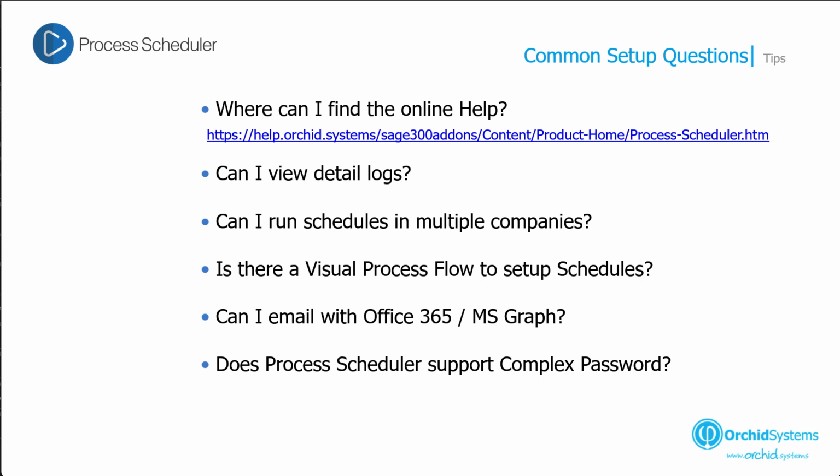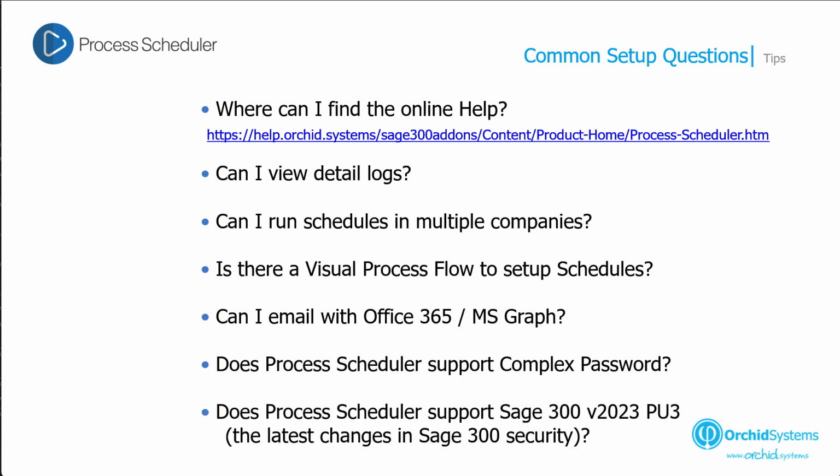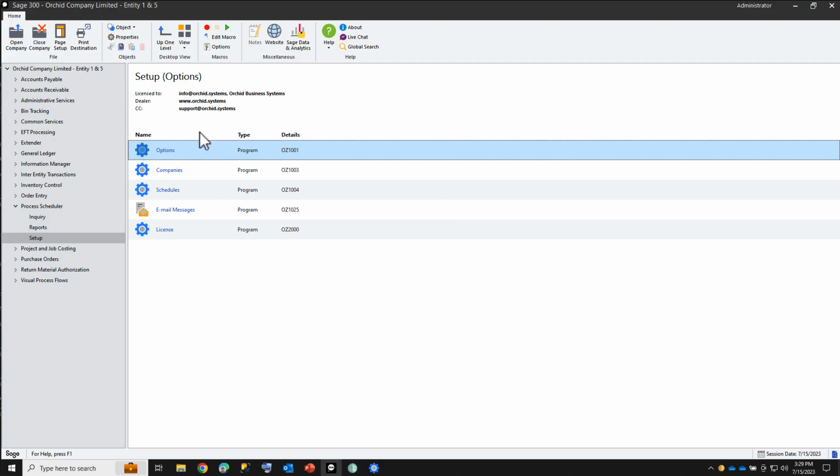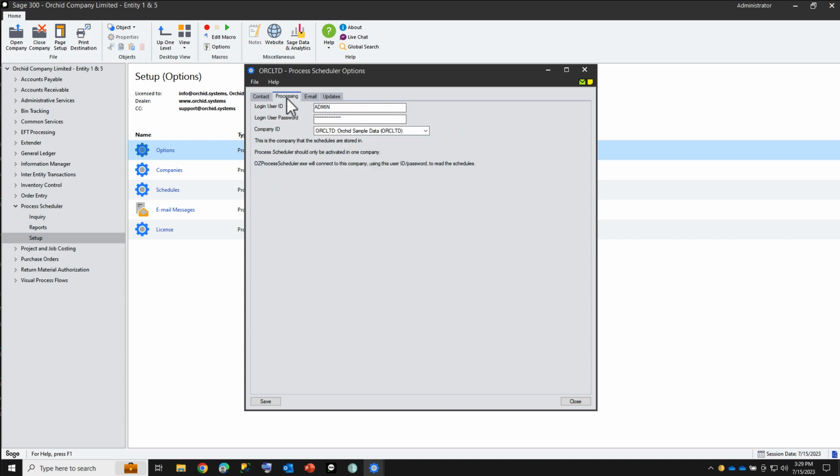Does Process Scheduler support complex password in Sage Security? And a related question, does Process Scheduler support Sage 300 version 2023 PU3 with the latest changes in security? Yes, Process Scheduler does support complex passwords, and that is done in two places. One in Options on the Processing tab, where you fill in the user ID and password for you to run schedules. So this is the database user ID and password required to find the schedules to run.